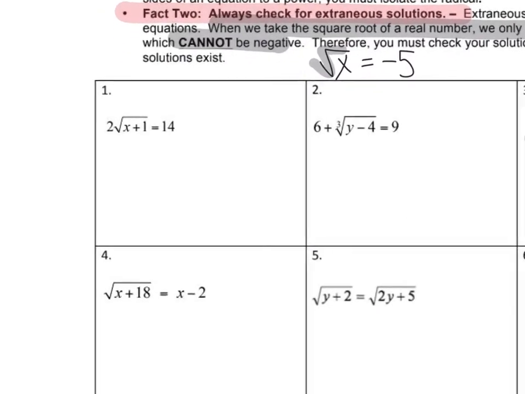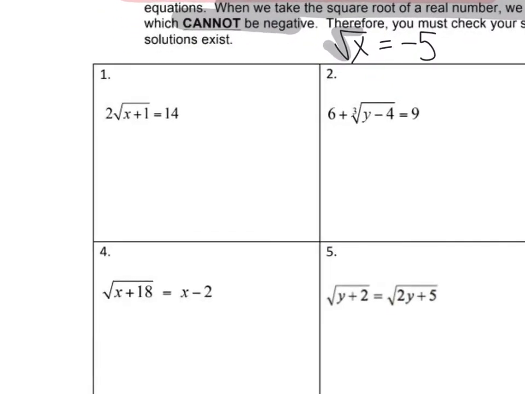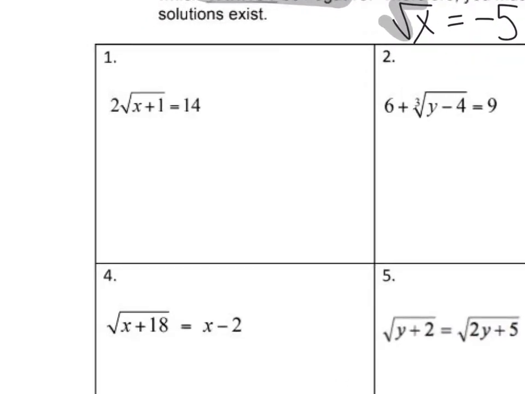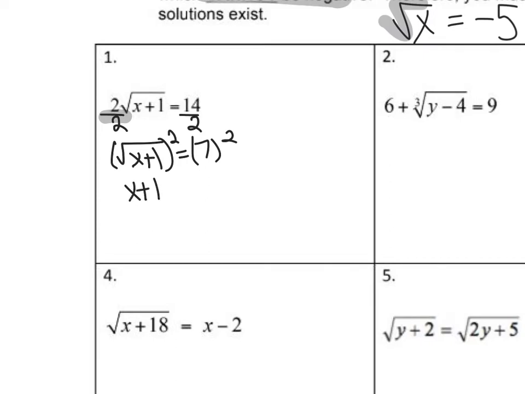So let's look at the first one. I have 2 times the square root of x plus 1 equals 14. Well, fact 1 was I needed to get my square root by itself first. So I'm going to go ahead and divide 2 on both sides. And I just have the square root of x plus 1 equals 7. To get rid of that square root, I just square both sides. And by squaring a square root, all that does is get rid of our radical symbol. So it's x plus 1 equals 49. If I subtract 1 from both sides, I get x equals 48.